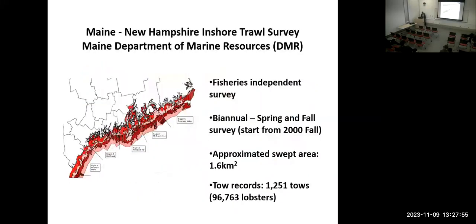This case study focused on a trawl survey conducted by the Maine Department of Marine Resources along the coast of Maine and New Hampshire. It's a coastal survey, and it's a biennial survey. You have a spring and fall survey, with a little bit more than 100 stations along the coast.